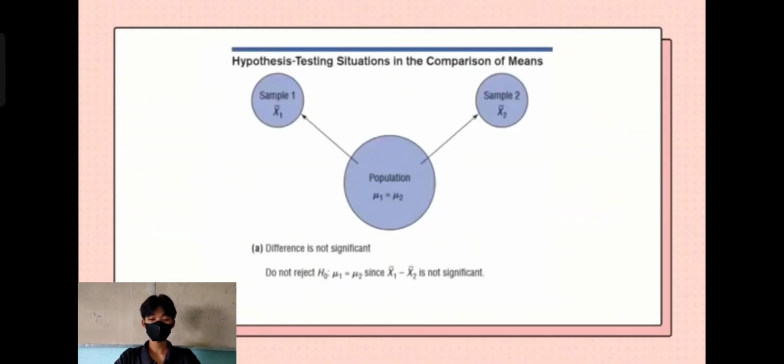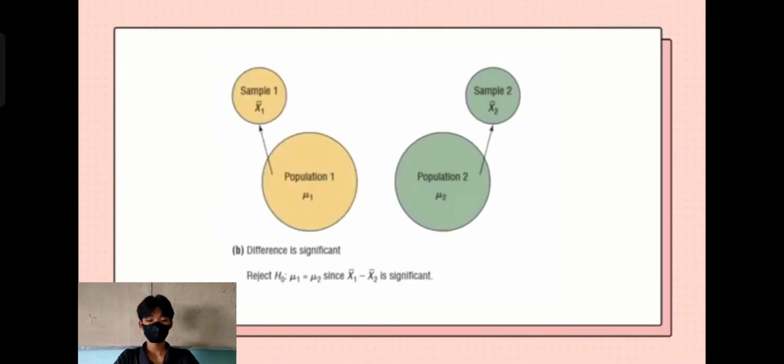Hypothesis testing situations in the comparison of means. In situation A, the difference is not significant. Therefore, do not reject the null hypothesis since the difference is not significant. In situation B, the difference is significant. Therefore, reject the null hypothesis since the difference is significant.